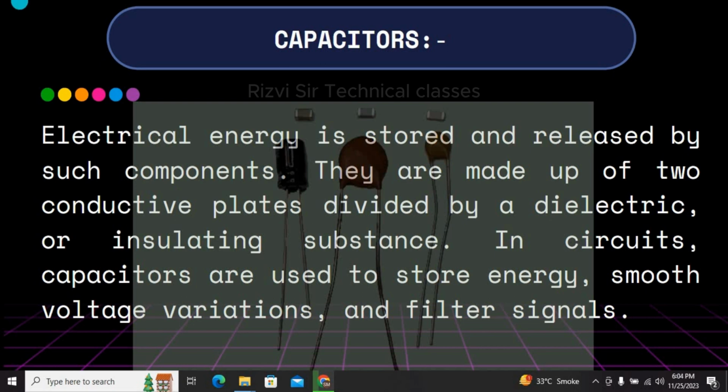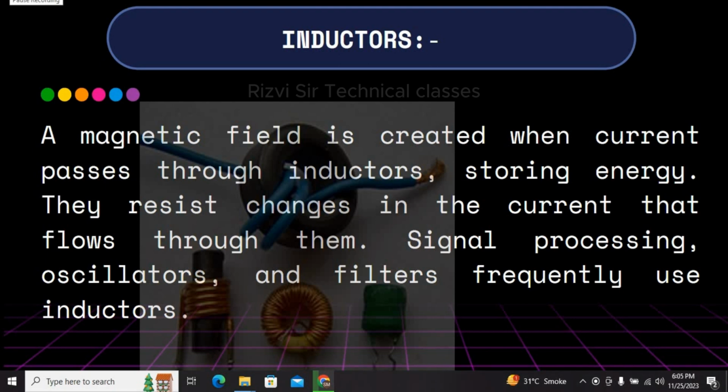And next would be, what is an inductor? An inductor is a passive electronic component that stores energy in a magnetic field when current passes through it. It typically consists of a coil of wire and is used in circuits to resist change in current, filter out certain frequencies, store energy and control the flow of electricity. And next passive component would be fuse.